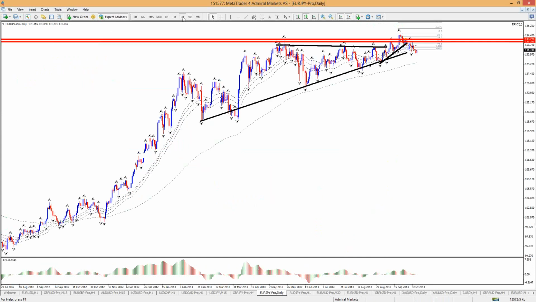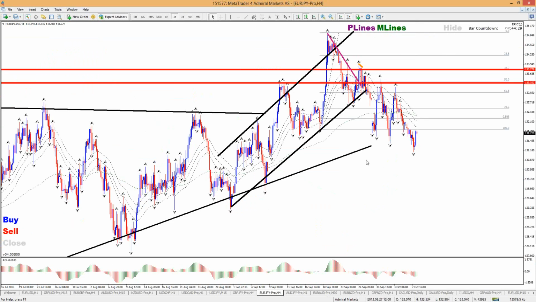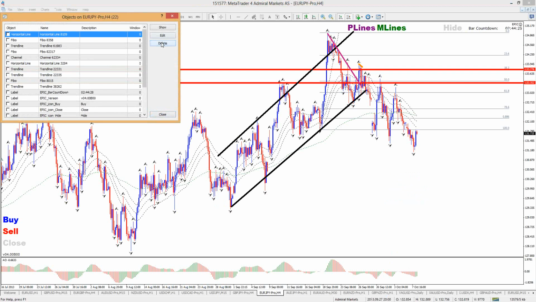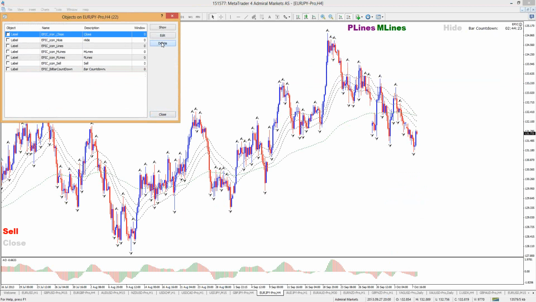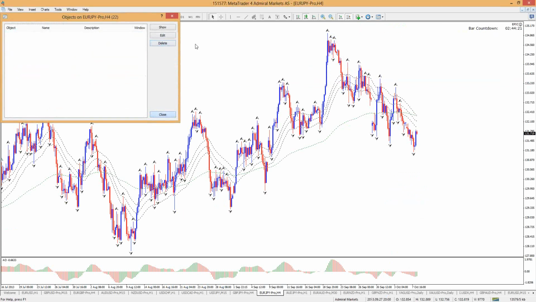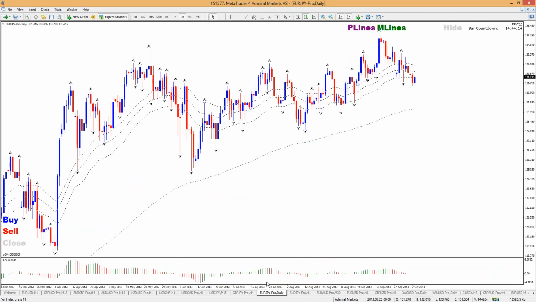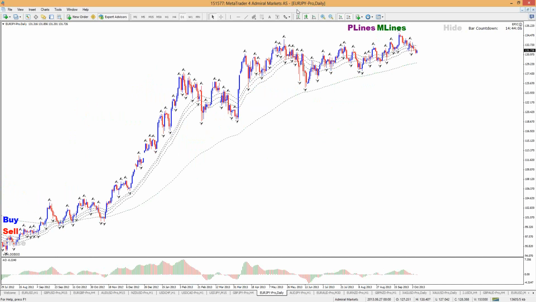Let's see. Let me go to, which time frame? Maybe day chart. What do we got here? Okay. Well, very quick then. We'll keep it for tomorrow.